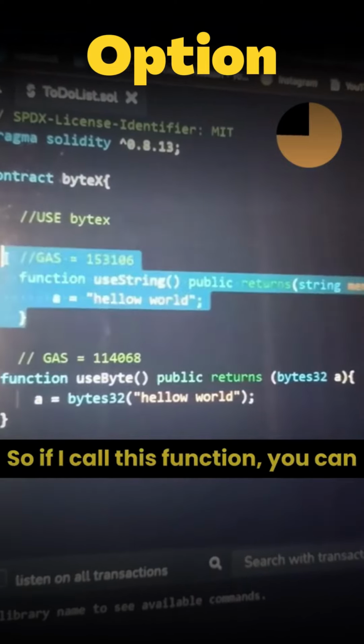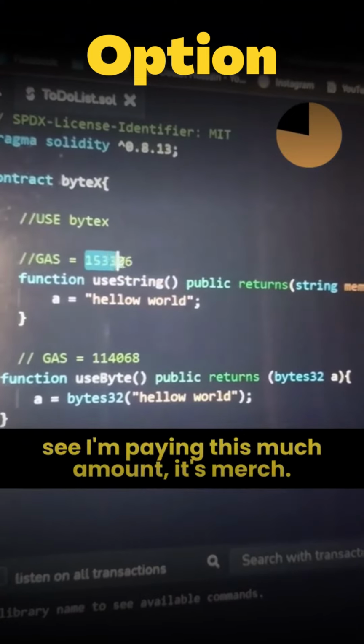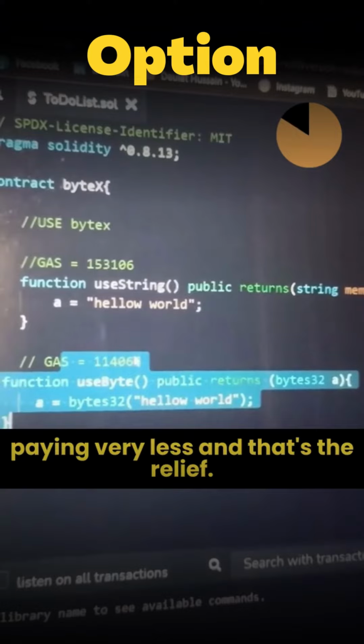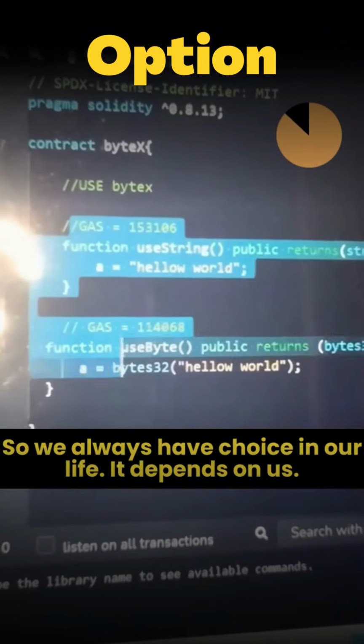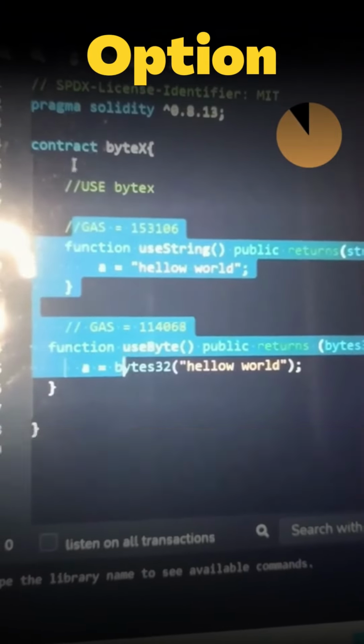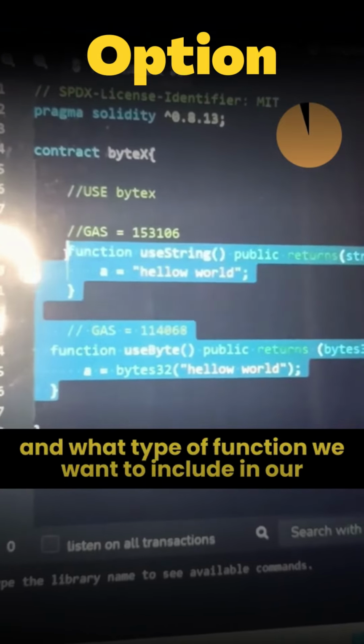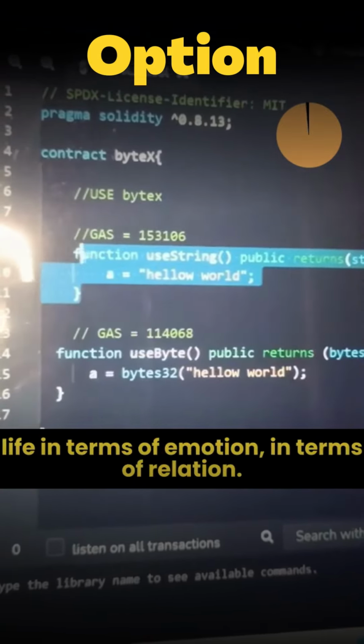If I call this function, you can see I'm paying this much amount, it's too much. But if I call this function, I'm paying very little, and that's the relief. So we always have a choice in our life. It depends on us how we want to build the contract of our life and what type of functions we want to include in our life, in terms of emotion and relationships.